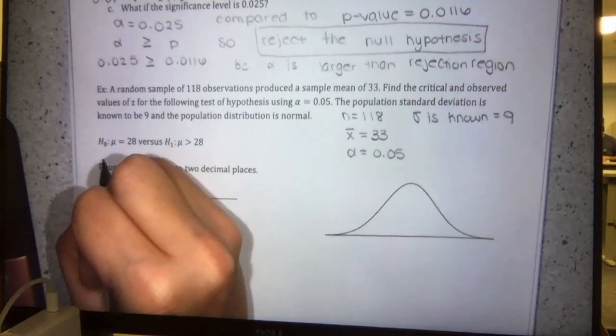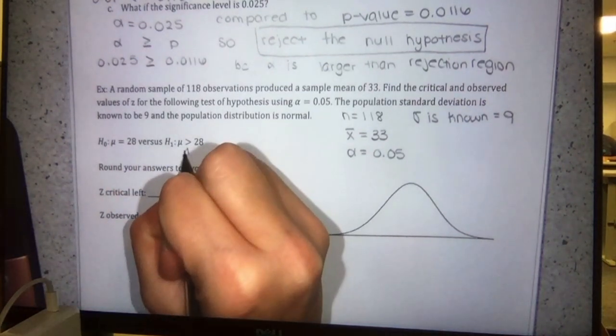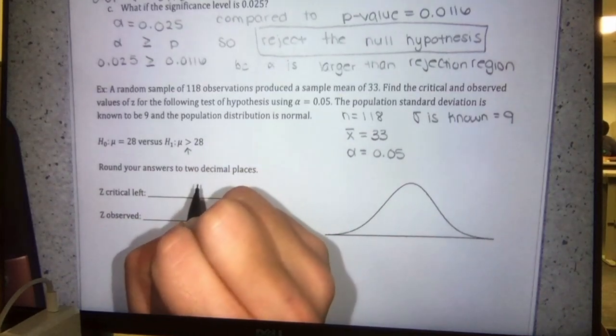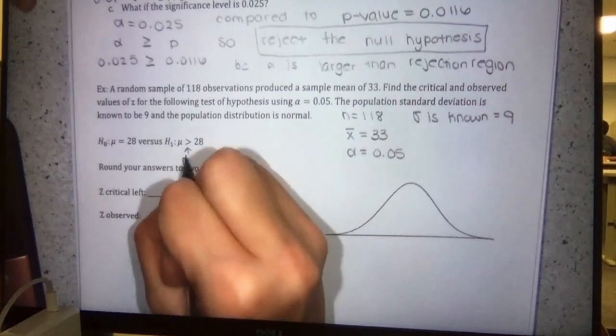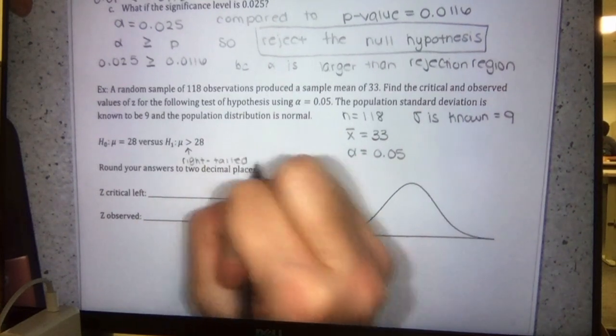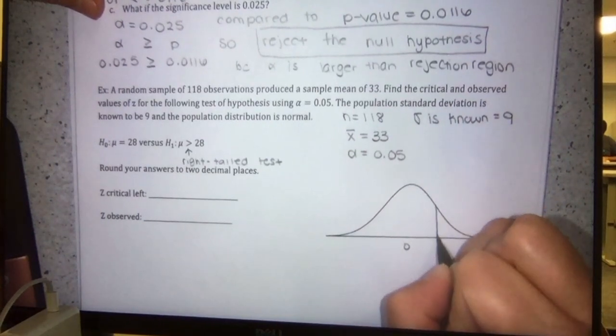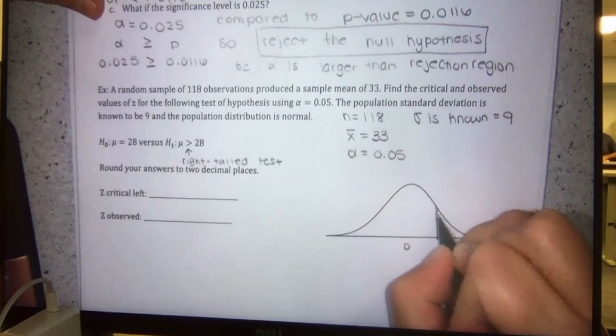Our null hypothesis is that mu equals 28, and our alternative hypothesis is that mu is greater than 28, so we know it's going to be right-tailed. If this is 0, over here is going to be our right tail.